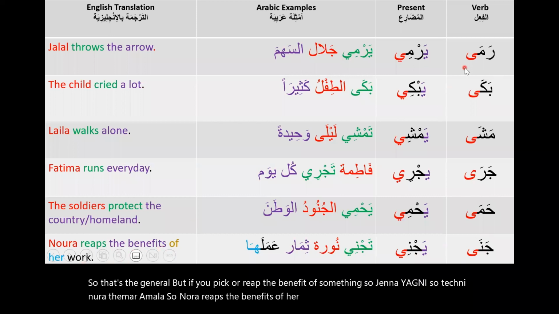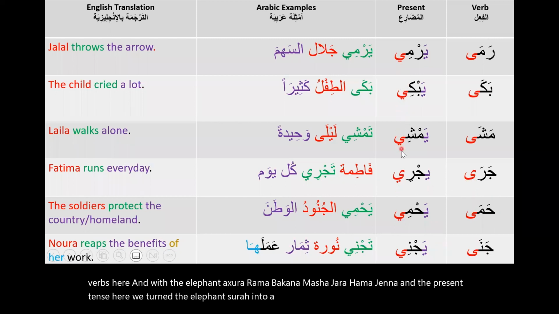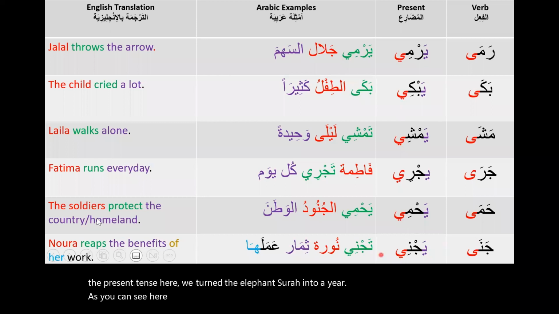As you can see here, the defective verbs here end with the alif maqsura: rama, baka, masha, jara, hama, jana. And in the present tense here, we turn the alif maqsura into a ya, as you can see here, all across.